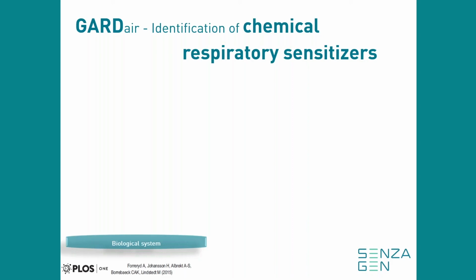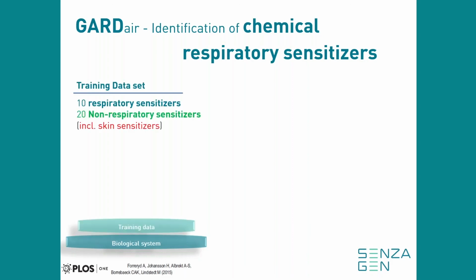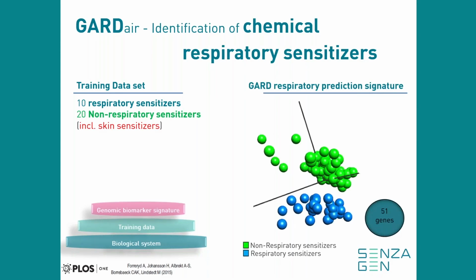We have the biological model, and on top of that, we add a training data set. And this time we, of course, include 10 well-characterized respiratory sensitizing chemicals, and we have 20 non-respiratory sensitizers. Among those non-respiratory sensitizers, we of course also included skin sensitizers because they are very seldom respiratory sensitizers. From this data, we identified 51 genes that discriminate between the non-respiratory sensitizers and the respiratory sensitizers in our training data. And that is what we refer to as the GARD respiratory prediction signature.